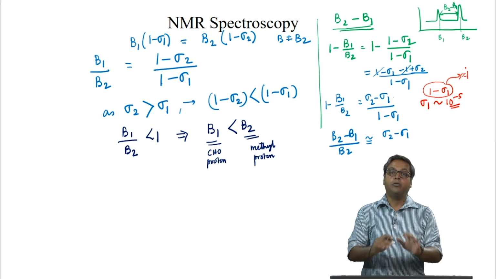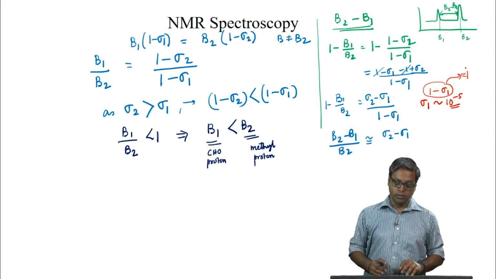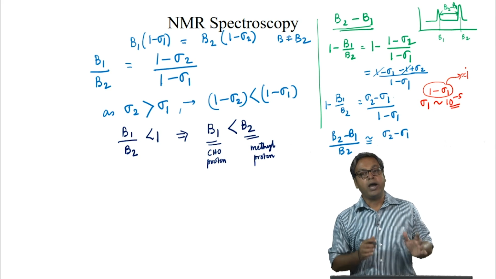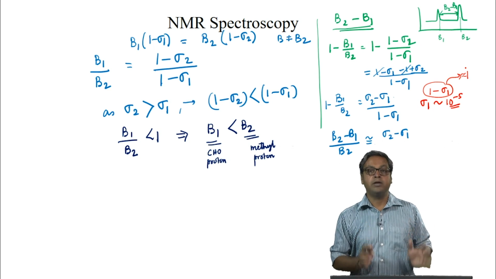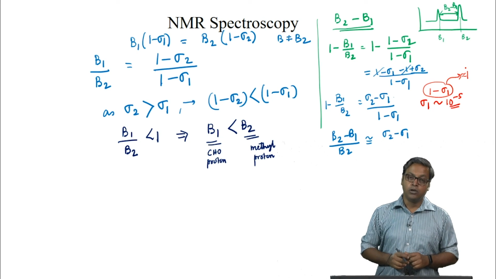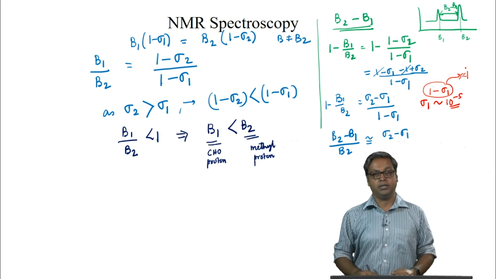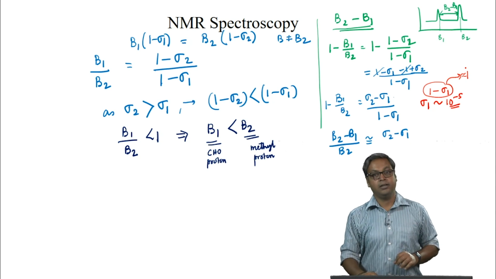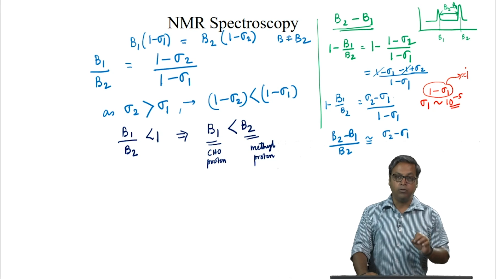So, that will be a problem, because no two persons for the same compound might use the same NMR spectrometer using the same external field. So, to avoid this difficulty, we need to apply a trick. So, in the next lecture, we will see the details about this trick.